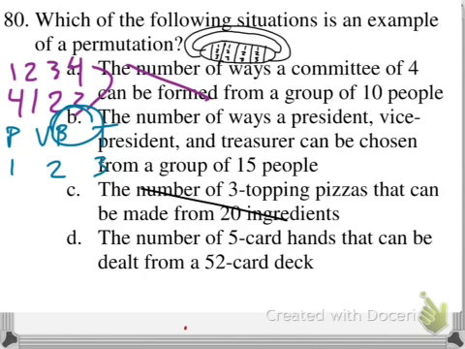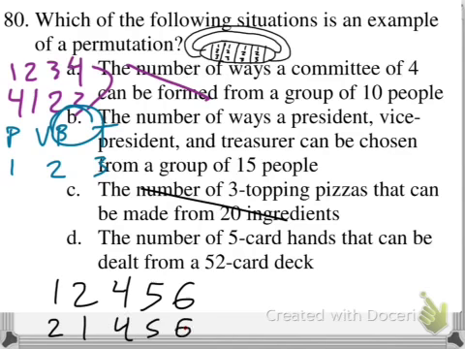And the last one, the number of 5 card hands that can be dealt from a 52 card deck. So if you're dealt 5 cards, so let's say you're dealt a 1, 2, we'll skip 3 just for fun, 5 and 6 in that order. Does it matter if you get 2 before 1 and then 4, 5, 6? No, it's the same hand. So the order does not matter on that one. So B would be the correct answer.